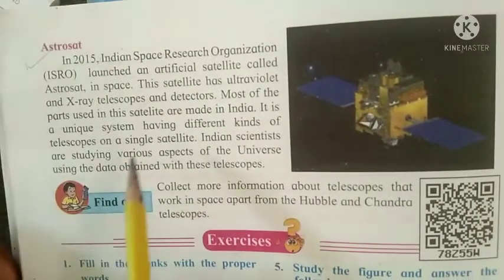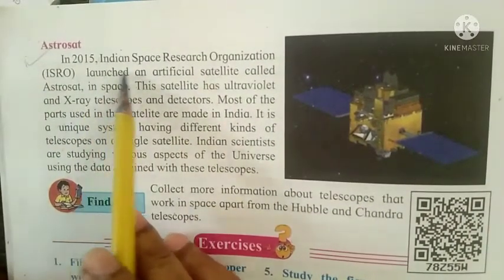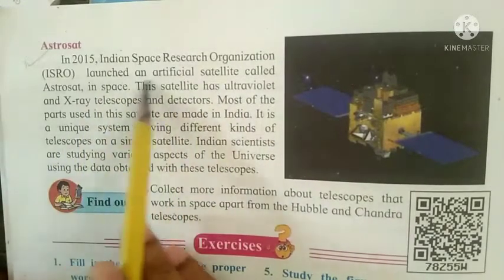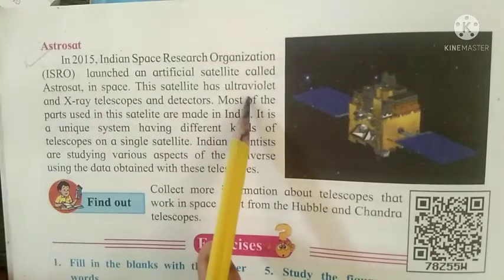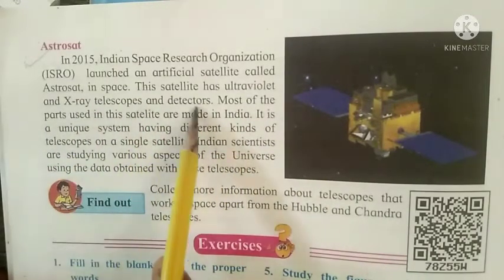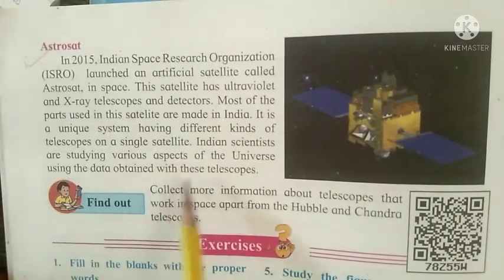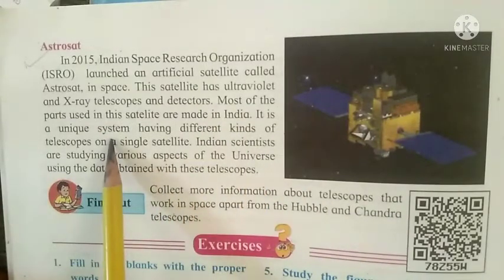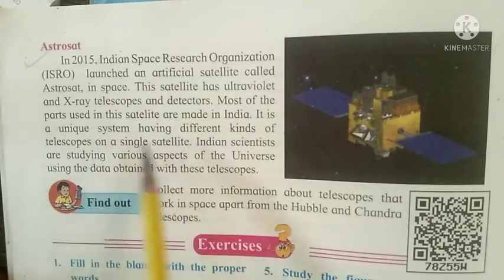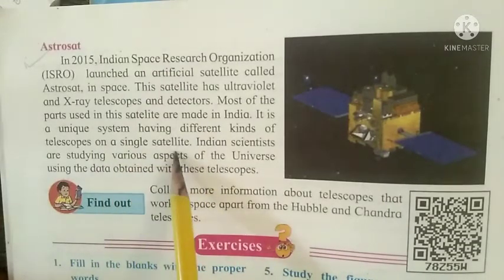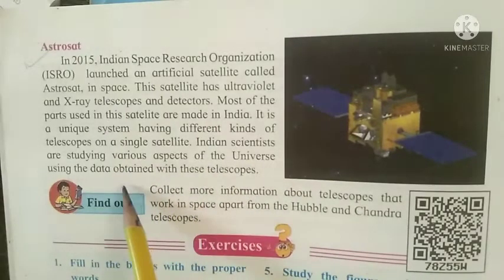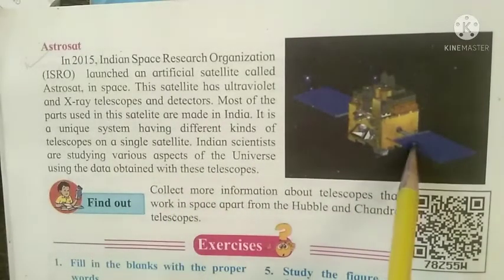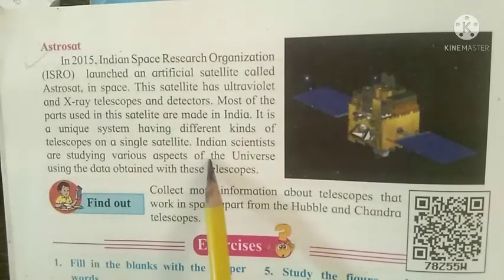Now see AstroSat here. In 2015 the Indian Space Research Organisation, ISRO, launched an artificial satellite called AstroSat into space, and it has ultraviolet and X-ray telescopes and detectors. Here is a unique system having different kinds of telescopes on a single satellite, and Indian scientists are studying various aspects of the universe using data obtained with this type of telescope. So this is about the activity of part first.